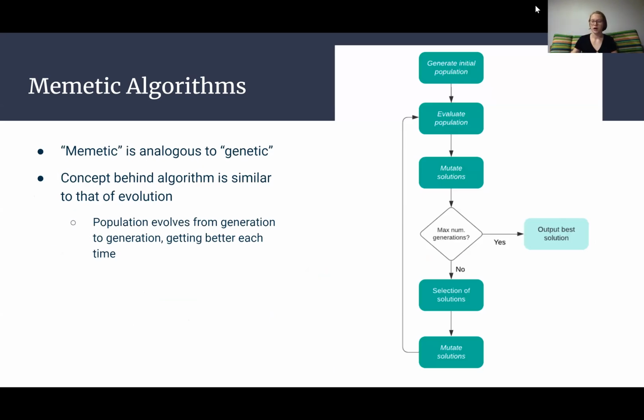So how does it work? How do memetic algorithms work? So the term memetic, you can think of as analogous to genetic. Whereas the word genetic comes from genes, which we know from evolution, are passed down from generation to generation and carry information, what we call memes are really similar, except they carry more information. But you can think of them as essentially the same thing.